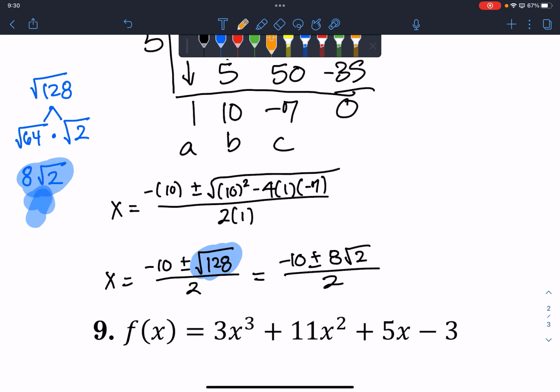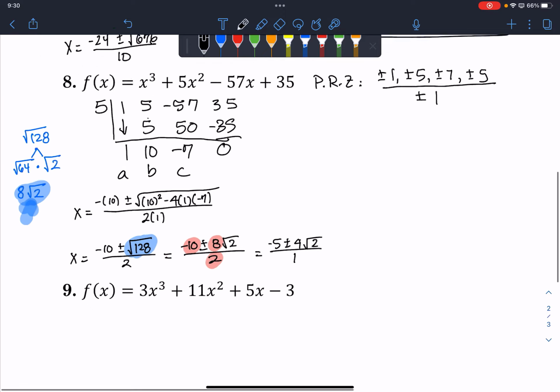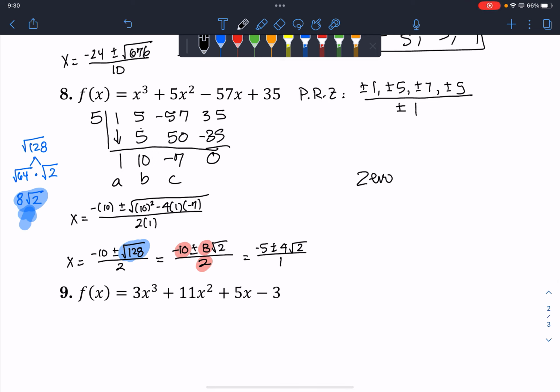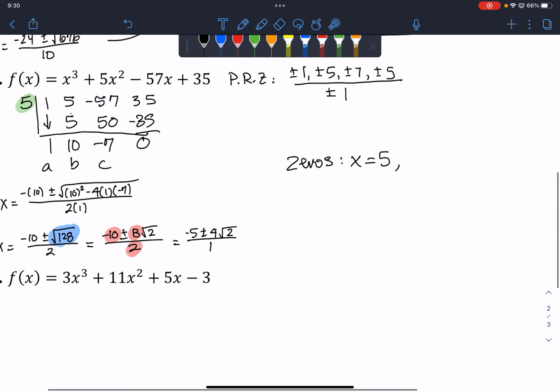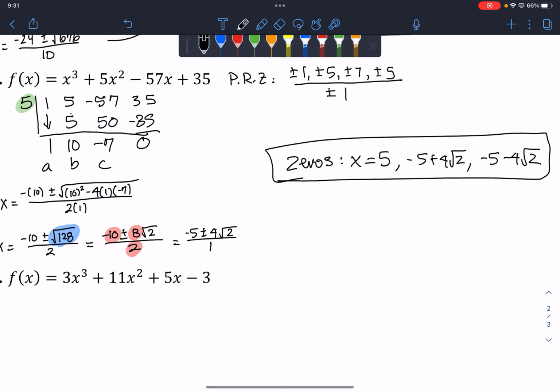And now I have these three values that have a common factor of 2. So if I divide all those numbers by 2, we end up with negative 5 plus or minus 4 square root of 2, and then, well, 1. So our zeros are the 5, again, that we got by using the synthetic substitution, the rational 5, and then these two irrational zeros right there. We have negative 5 plus 4 times the square root of 2, and then negative 5 minus 4 times the square root of 2. So these are the zeros to problem number 8.